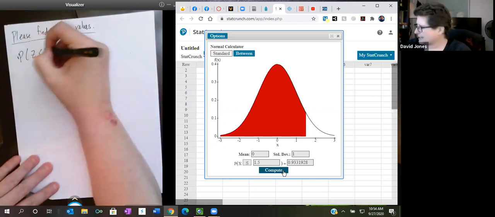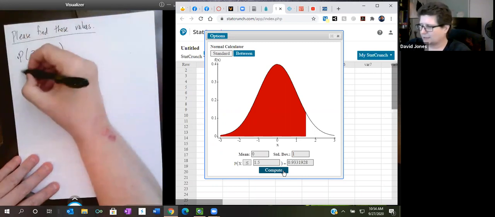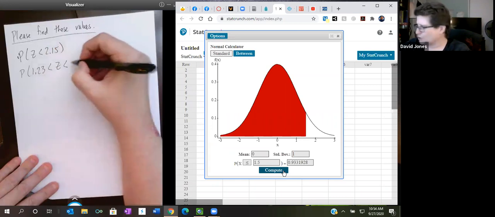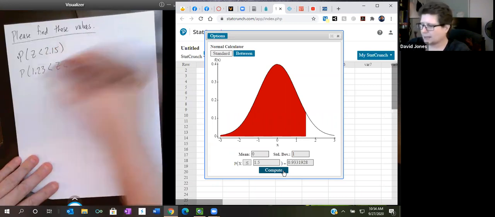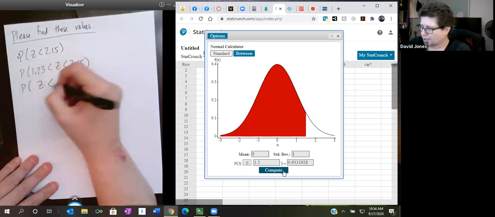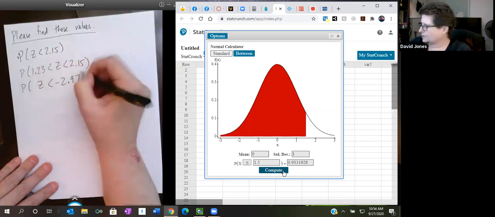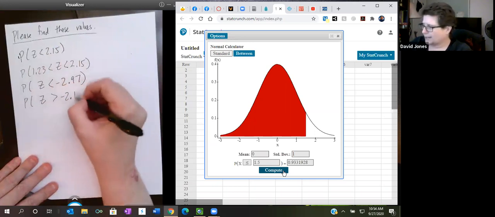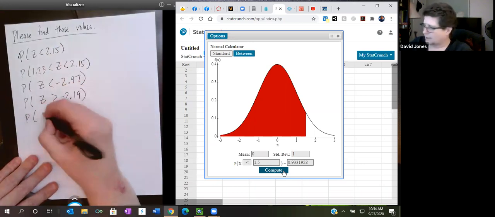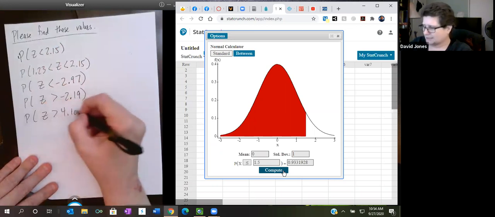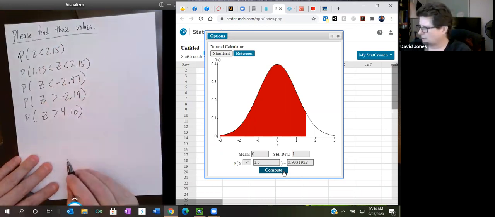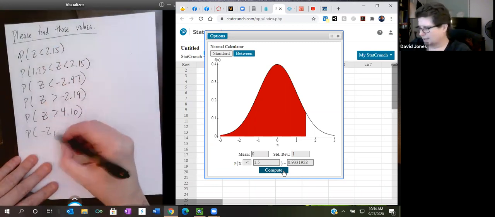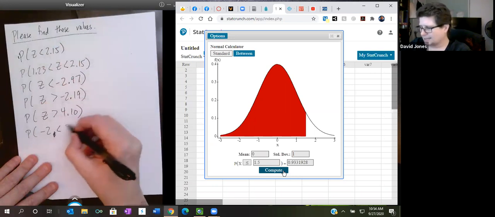Probability that Z is less than 2.15. Probability that 1.23 is less than Z is less than 2.15. I'm just going to throw up a bunch. Negative 2.97, we're going to do less than it. Let's do greater than negative 2.19. How about greater than 4.10? And let's do between negative 2 is less than Z is less than 2.